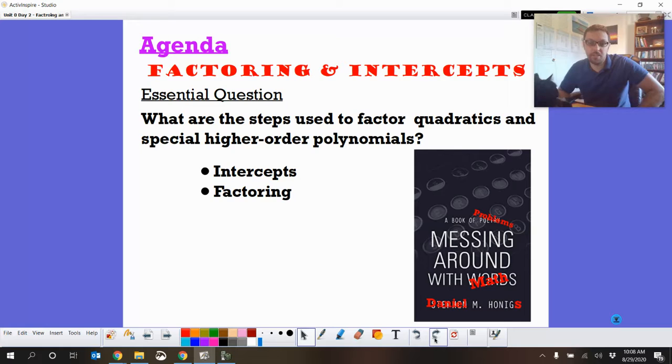This section, we actually are going to do some problems out of Mr. Honigs' book, as you can see right here. It's his totally legit book that he wrote, and so we're just going to use it. Oh, she doesn't like teacher voice.